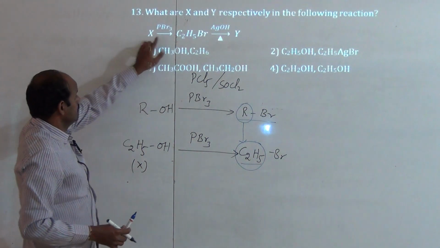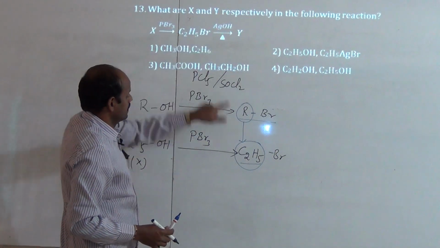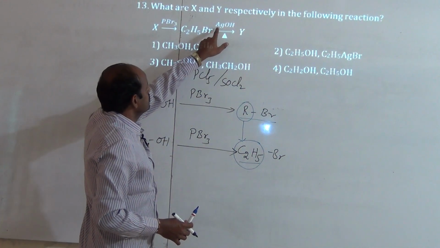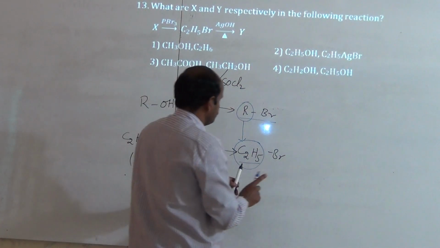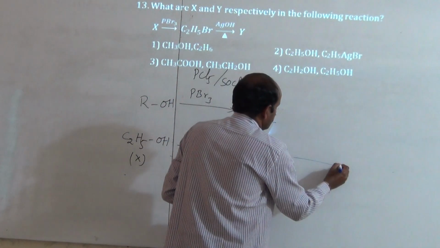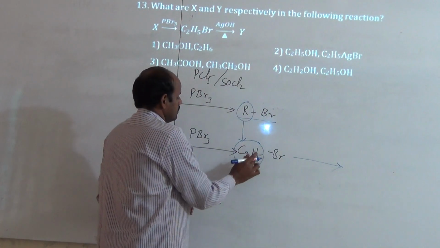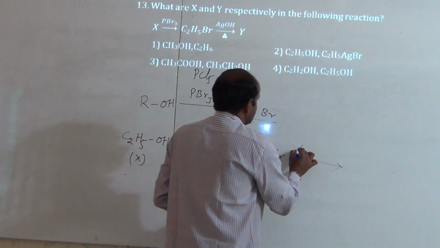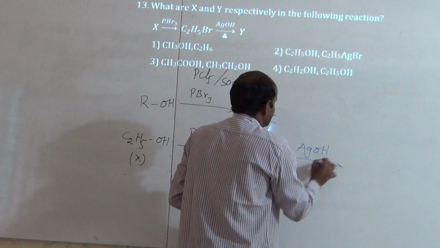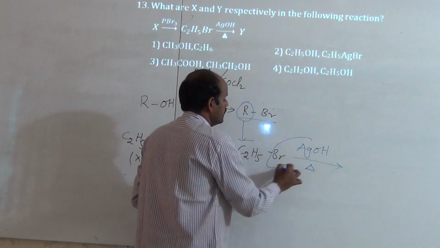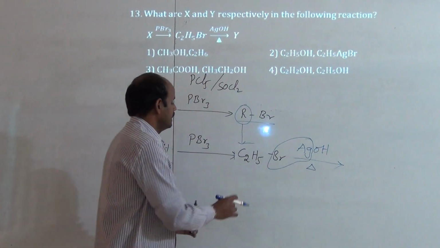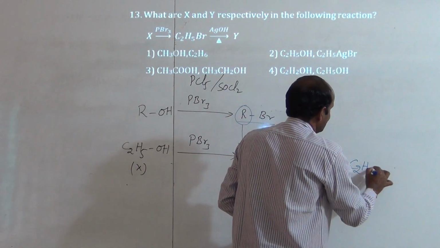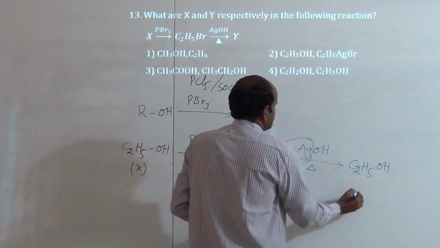And another one is given here, C2H5Br, which is heated with aqueous silver hydroxide. When this C2H5Br, ethyl bromide, is heated with silver hydroxide, then what happens here? AgBr can be removed and we get C2H5OH, that is ethyl alcohol. It is the Y.